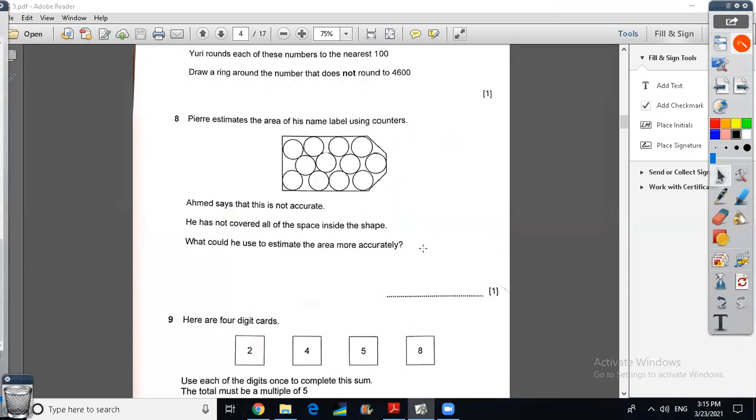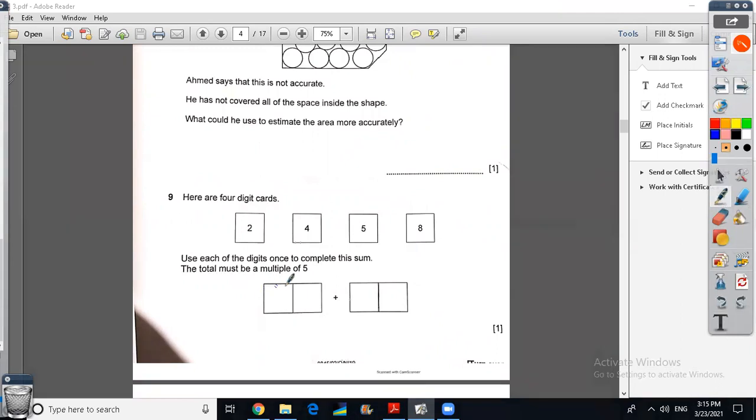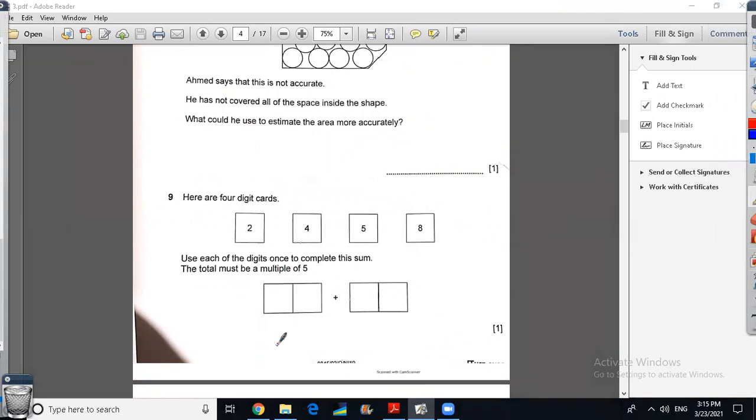All right, the next question here. Use each of the digits once to complete this sum. The total must be a multiple of 5. All right, so I don't care about this digit here. This doesn't matter to me. This here doesn't matter to me. What does matter to me is this, the units. When I add them, they must give me a multiple of 5.